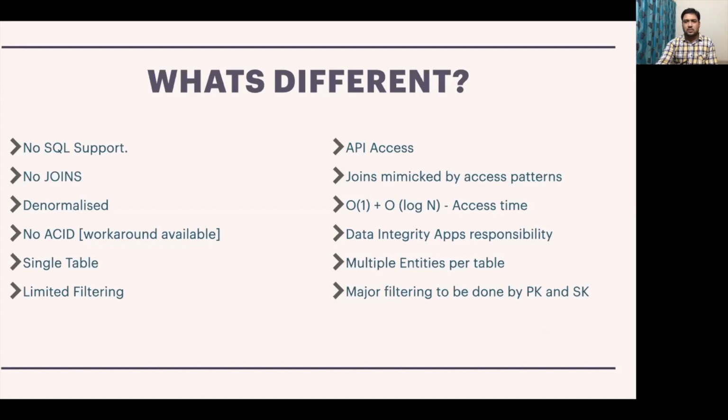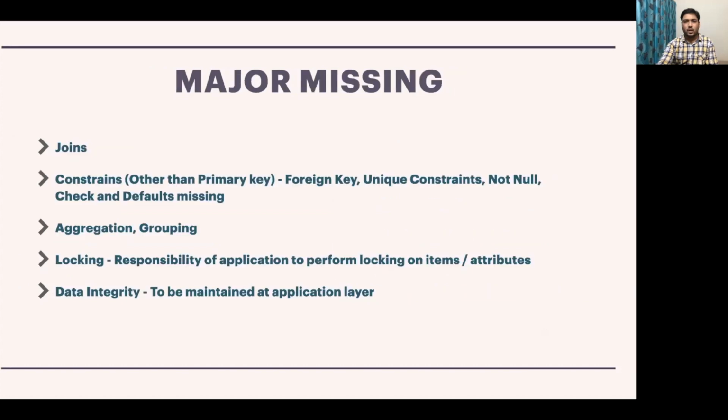Like I already mentioned, major filtering happens through the use of primary key and sort key. So what are the major things missing for relational developers? These are the things I really missed when I started working with DynamoDB. There are no joins, as we mentioned multiple times. There are also no constraints, because we are not using multiple tables, so it does not make sense to have a lot of constraints other than the primary key. So there is no foreign key, no unique constraint, not null, check, or default.